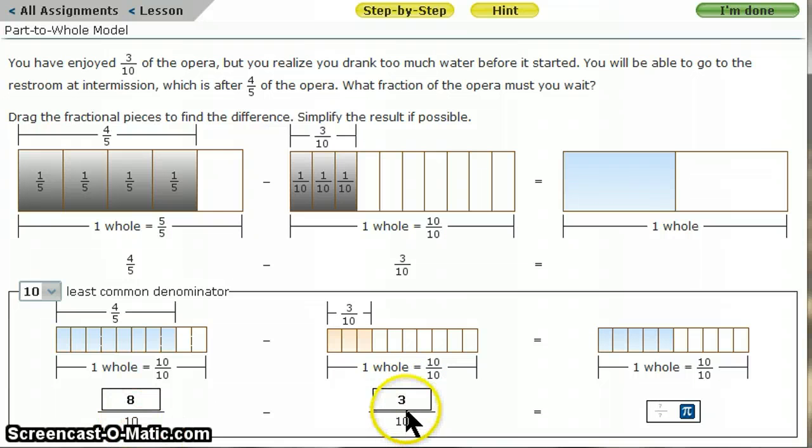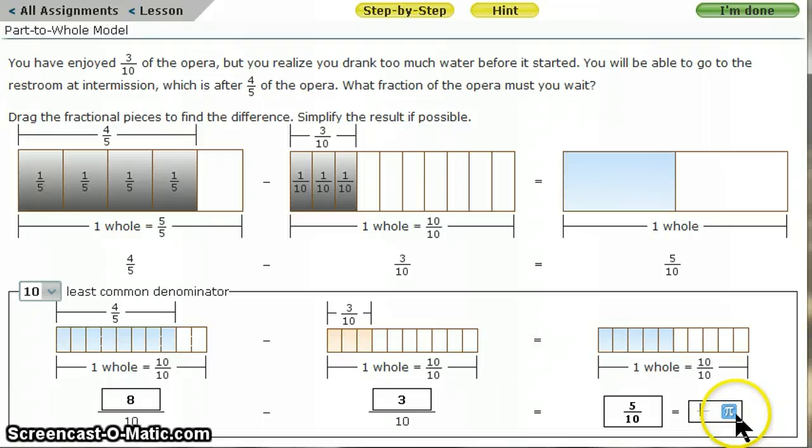Then I have 8/10 minus 3/10. It's just like 8 apples minus 3 apples. I'd have 5 apples. Here I have 8/10 minus 3/10, so I'll have 5/10. So I could write 5/10, and then it'll ask me if I want to simplify, and I'll say yes, it needs to be simplified.